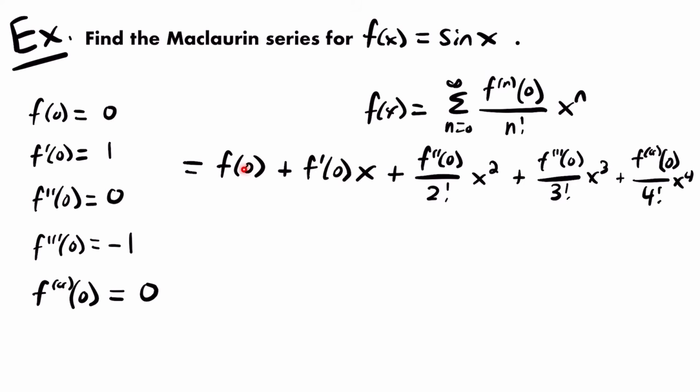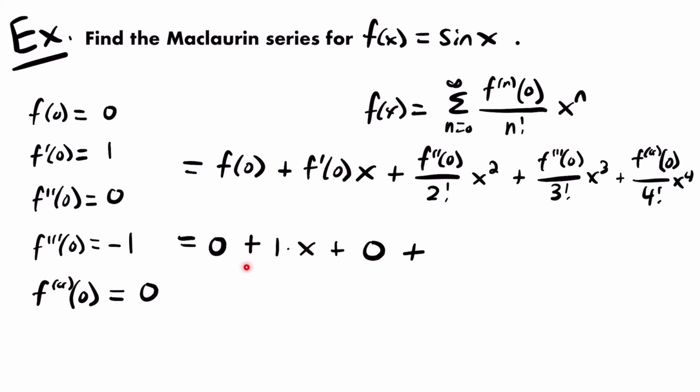We know that f of 0 is 0, so we don't even need to write that first term, but I'm going to write it in here anyway for now. All right, so this is equal to 0 plus f prime of 0 times x. F prime of 0 is 1, so we have 1 times x, and we'll add that to f double prime of 0, which is 0, and so we have 0 divided by 2 factorial. But 0 divided by anything is 0, and 0 times x squared will be 0, and so that whole term just becomes 0.